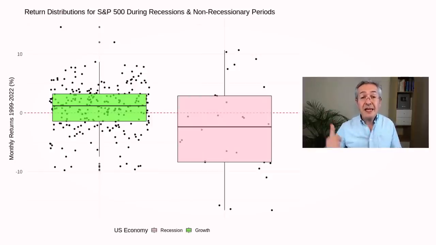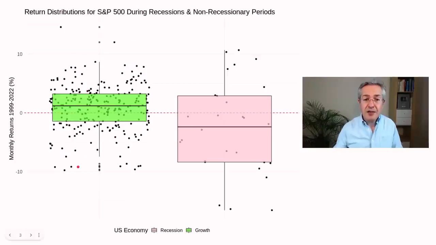So beside me here, you can see two bar plots. Now, it's important to understand how to read these. All of the scatter of points that you can see is one monthly return for every month since 1999. And this is for the S&P 500. What I've done is to split it into months during which the US is in recession, so that's in pink here, and months in which the US is not in recession, so that's in green. A simple way to remember that is that green is for growth.